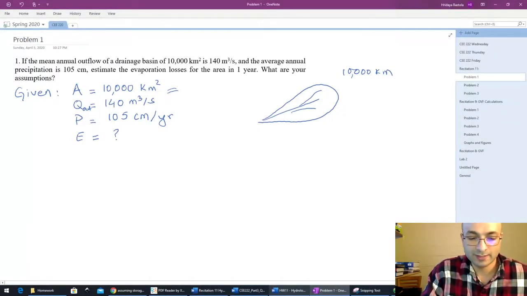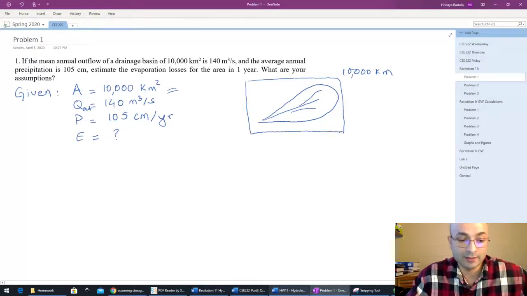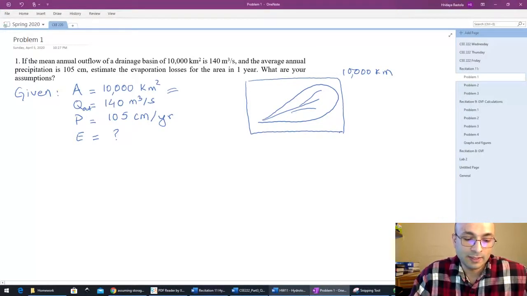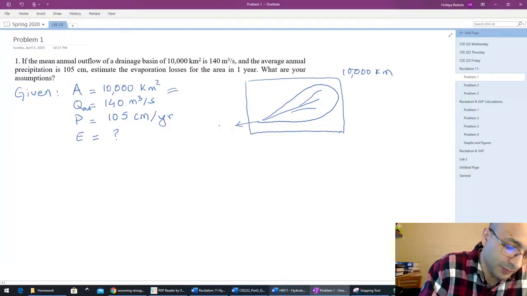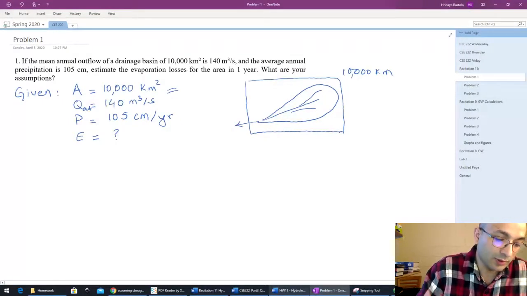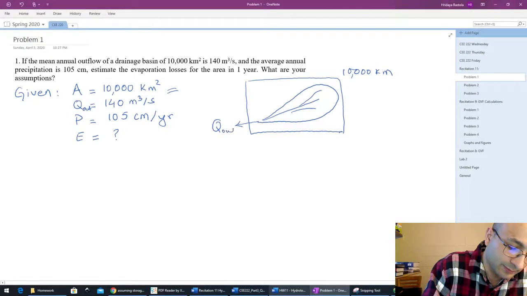If we look at it from a system perspective, with the drainage basin being the control volume, we can take a look at the fluxes going into the system and the fluxes leaving the system. In this case, we have Q, a stream, that takes 140 cubic meter per second of water out of the basin. So this is per second. So we have Q out.